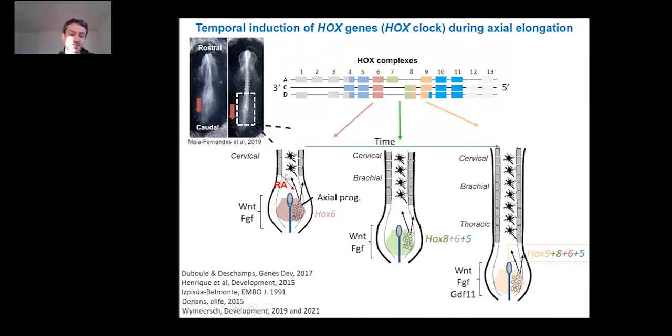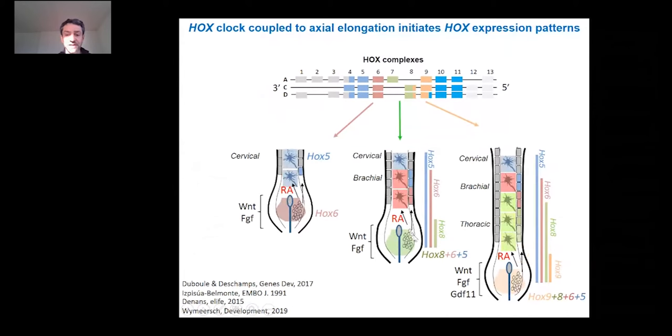And for example, the differentiation into neural progenitors is favored by retinoic acid derived from the abutting somite. And as these progenitors will contribute to more caudal mesodermal or neuronal progenies over time, the 3' to 5' sequence of Hox gene activation in the caudal region will be translated into a collinear spatial pattern of expression.